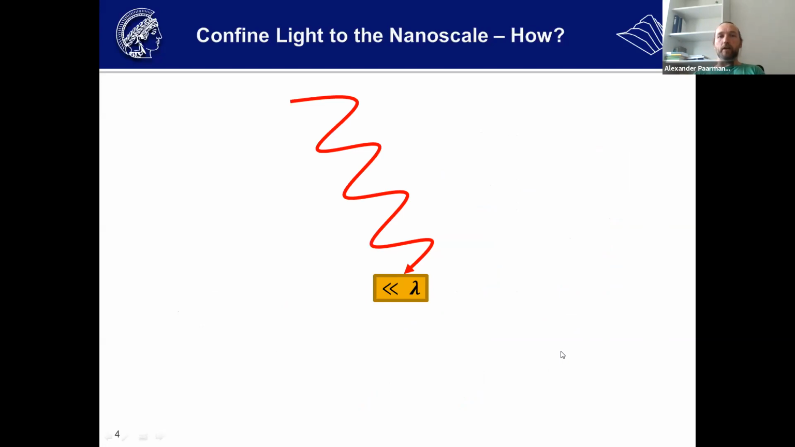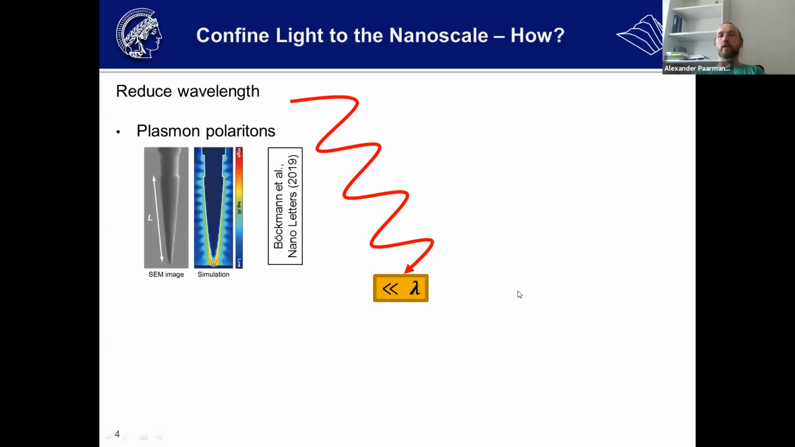Then the question would be, how do we do it? One way, of course, you could just use refractive optics, meaning you just use material with high refractive index, and that will reduce your wavelengths. But typically in nanophotonics, what people do is to use polaritons. And there are a number of different polaritons. The most established ones are plasmon polaritons. So I'm just picking one example here. By using plasmon polaritons, you can achieve that.